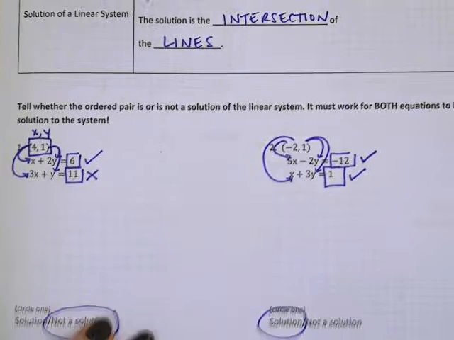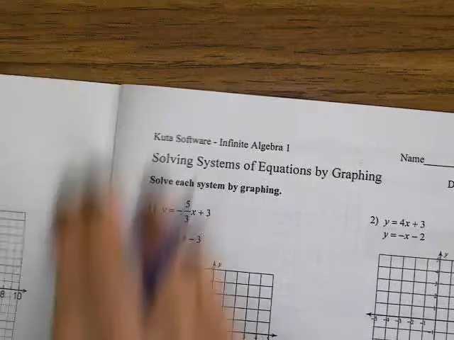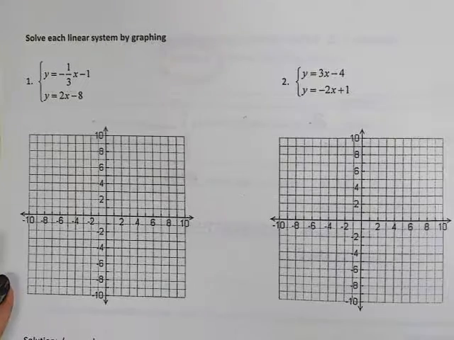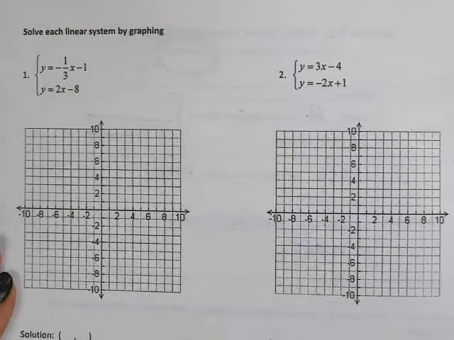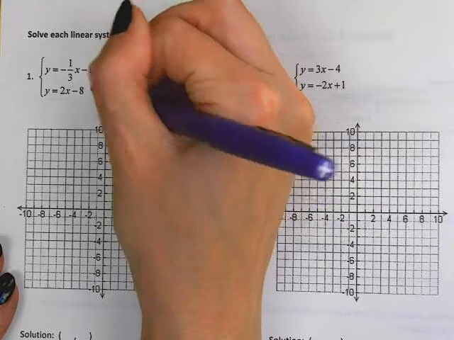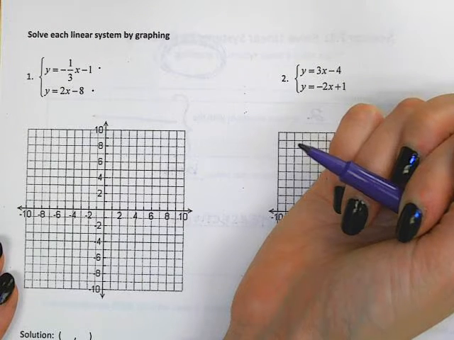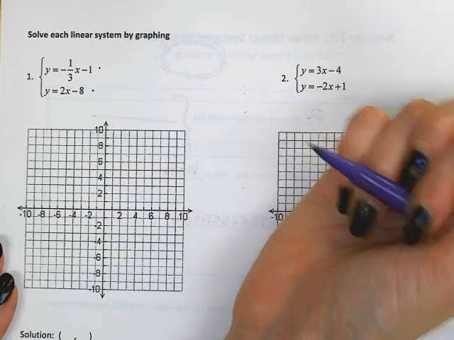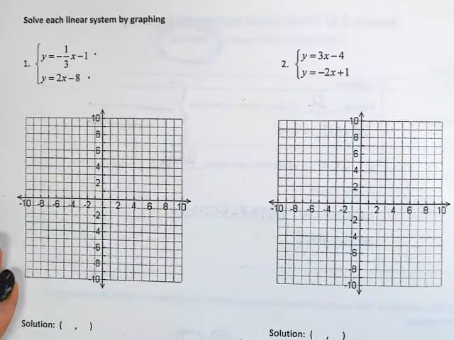All right, go ahead and flip it over. Now we're actually going to learn how to find the solution graphically ourselves. And guess what? Graph both lines and see where they cross. And that's the solution of the system.